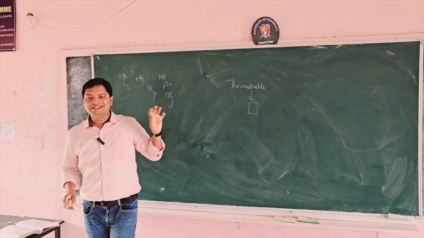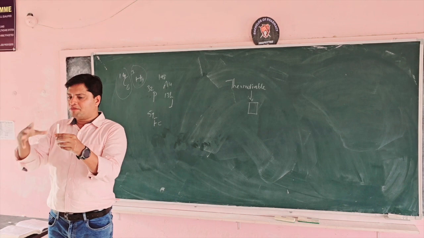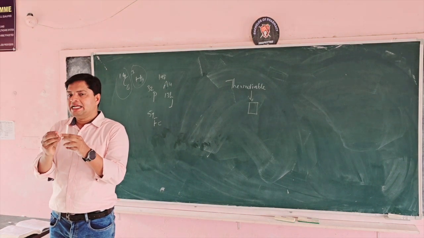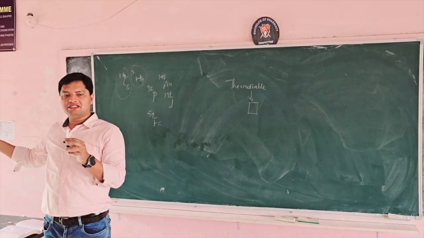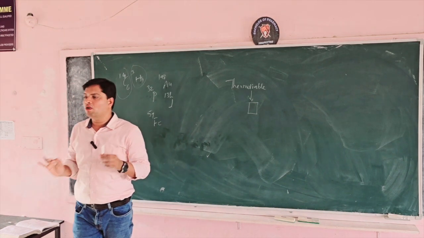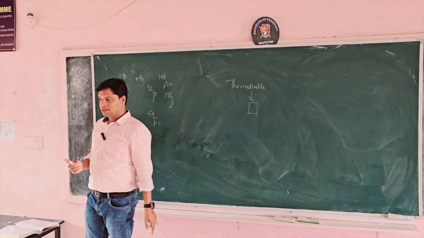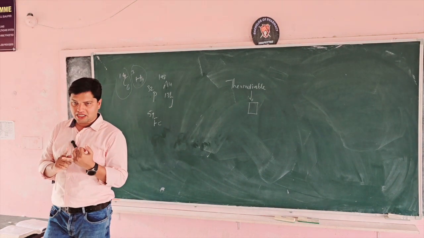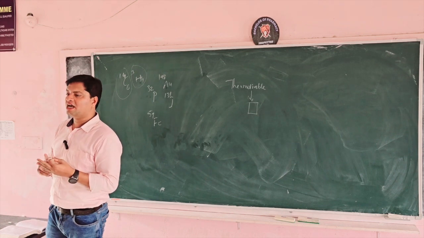I will take that injection and I will apply my radiation. Because radiation will not produce any heat, but it will directly kill the bacteria, like your UV rays. This is how I can use radioisotopes for sterilization. What you have to write there is: thermolabile drugs are there. To sterilize the thermolabile drugs, radiations are used.